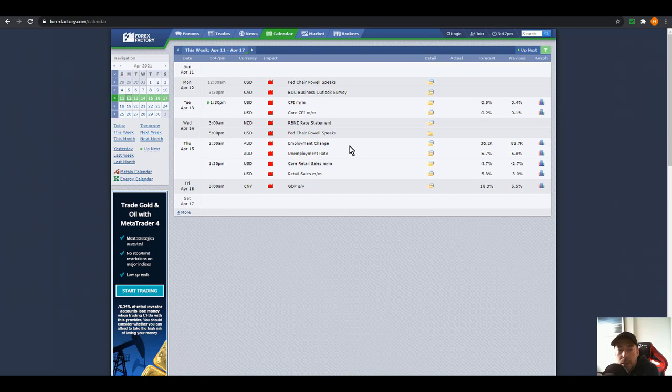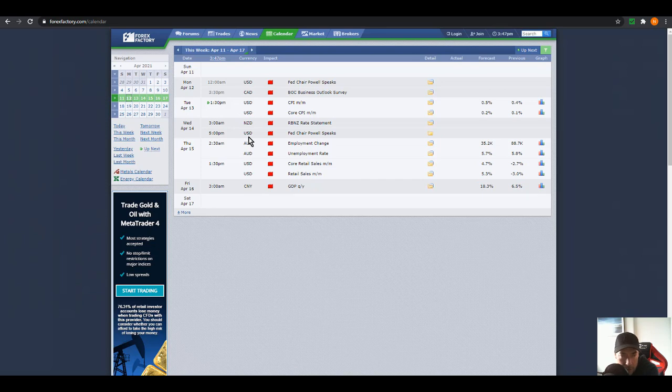This Kiwi New Zealand dollar 3 a.m. rate statement from the RBNZ. Unfortunately, you're going to have to be a night owl if you like trading the news, or set your alarm. Fed Chair Powell speaking at 5 p.m. 8:30 a.m. from Australia, employment change, unemployment rate news. More USD news at 1:30 p.m., core retail sales news, and GDP out of China 3 a.m.